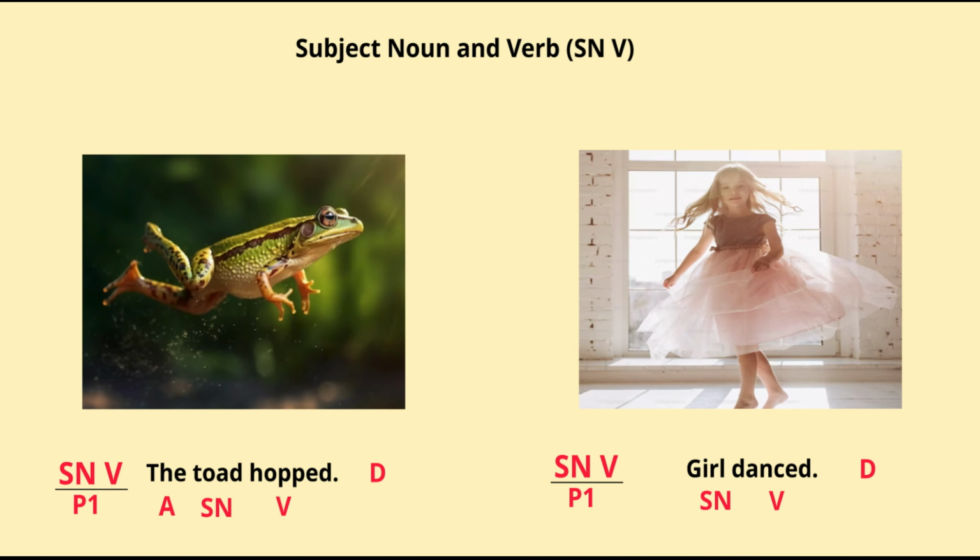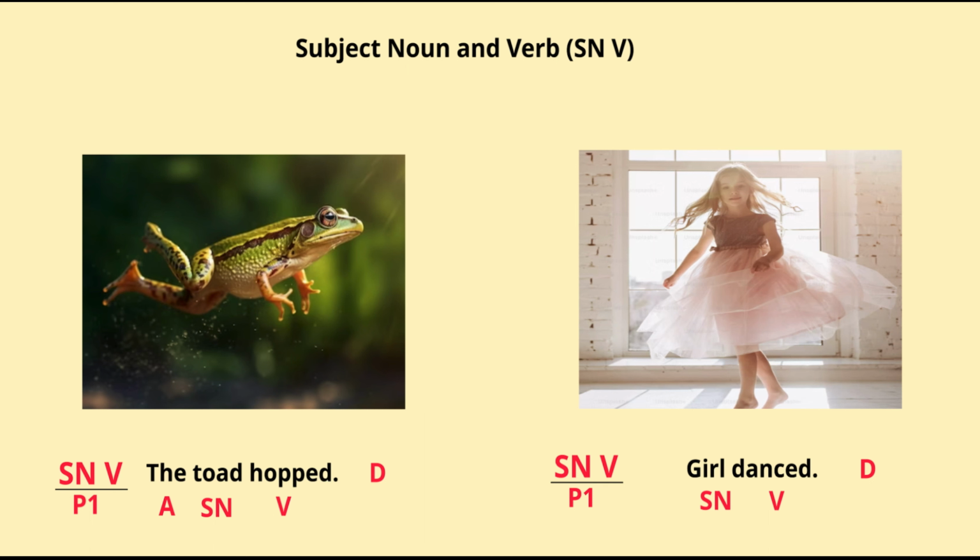Let's see another example. So, in the image, you can see a toad, right? The toad hopped. So, what hopped? Toad, right? Toad is a subject noun. And what is being said about the toad? What action is the toad doing? Hopping, right? It hopped. So, hopped would be the verb in the sentence. And the is the article adjective, and this is a declarative sentence because it is giving information.